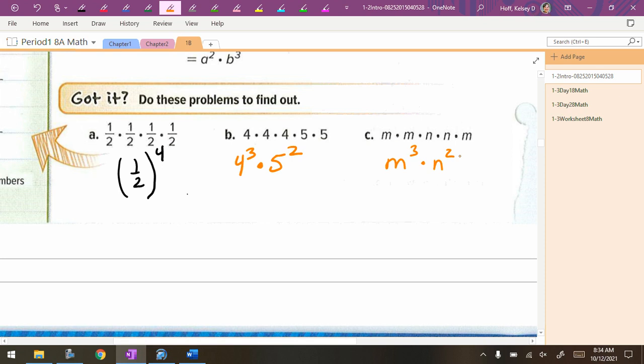Okay. What is repeated? All you're doing is counting. 1, 2, 3 M's. So I have M to the third power. 1, 2 N's, N to the second power.